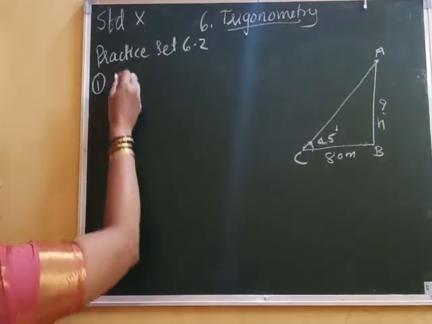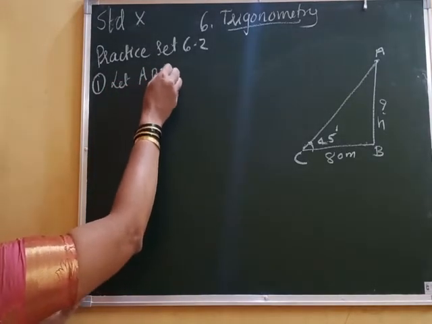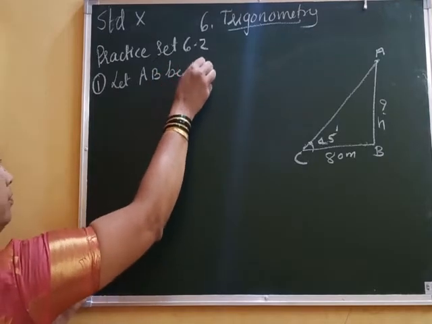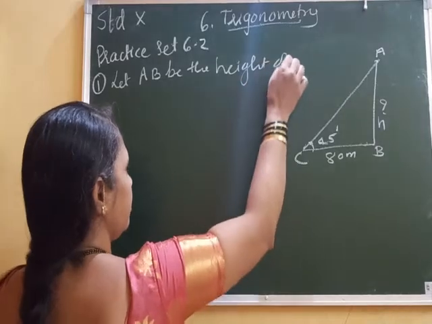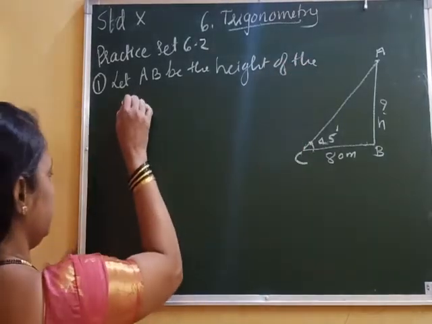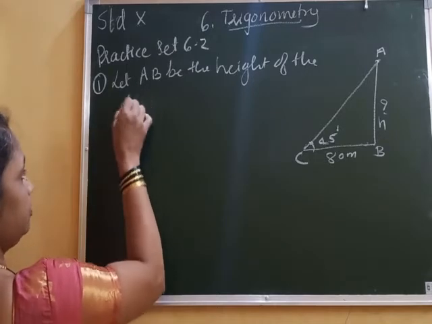Okay, so for this what will we write? Let AB be the height of the church.